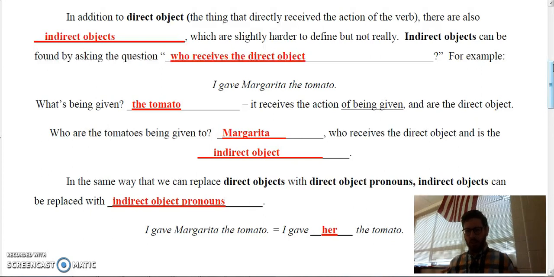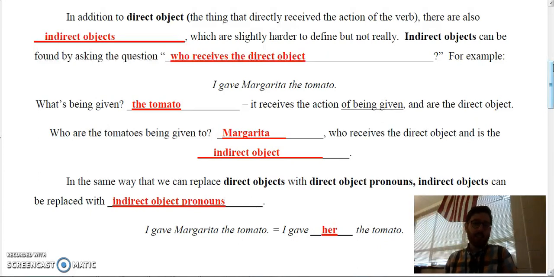There are also these things called indirect objects, which are slightly harder to define, but not really. Indirect objects can be found by asking the question, who receives the direct object? Let's take a look at an example. For example, in the sentence, I gave Margarita the tomato. Now, what's being given?